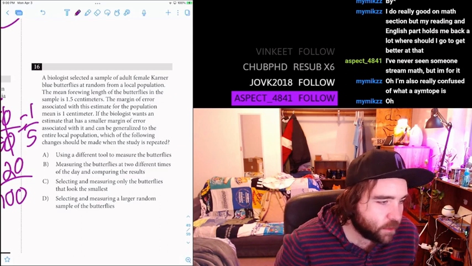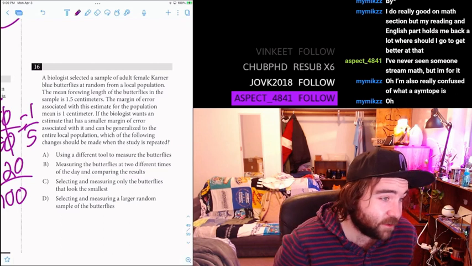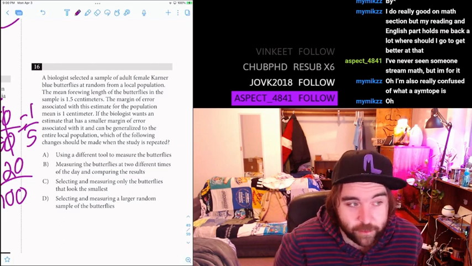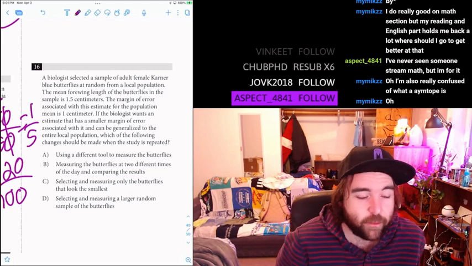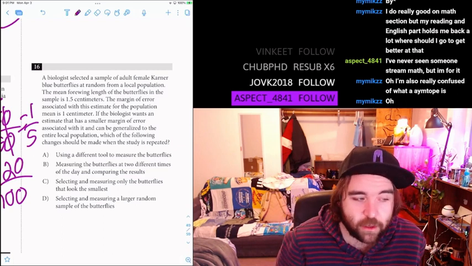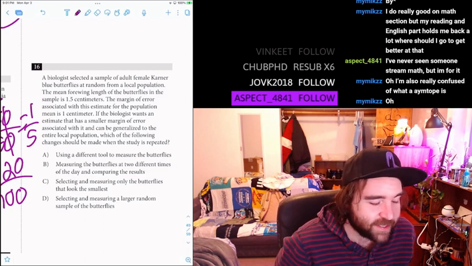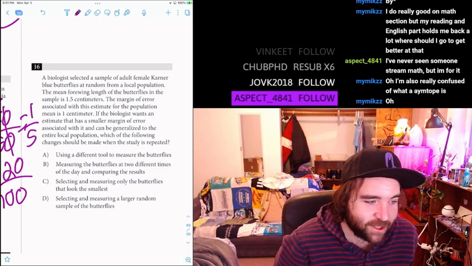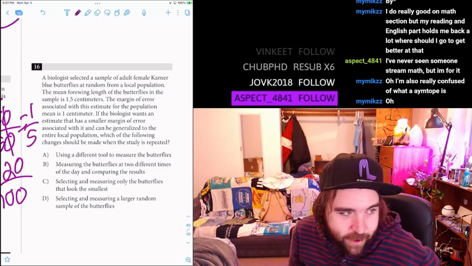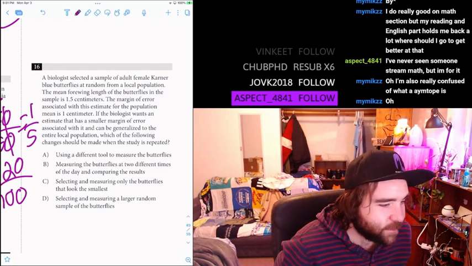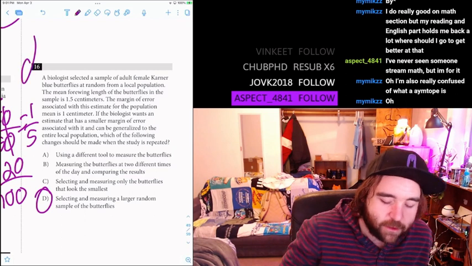Well, if you use a different tool, I mean, that would work, right? He could just use a better tool. What I was going to say was normally the answer for this is have a bigger sample size. Because if you have a bigger sample size, you're going to be more accurate and you're going to need a smaller margin of error. So obviously C is not going to be good because that's cheating. Measuring the butterflies at 2 different times of the day, I don't see why that would do it. Selecting and measuring a larger random sample of butterflies. That is what does it.